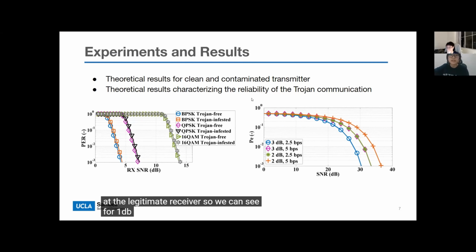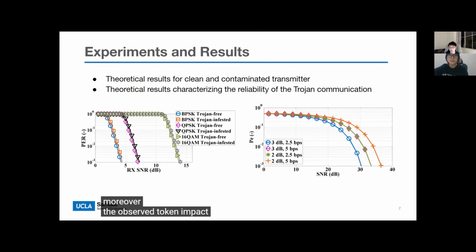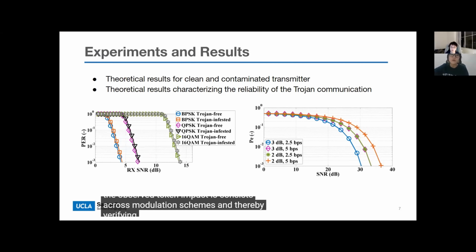We can see that for 1 dB Trojan signal amplitude between the Trojan levels, a Trojan-infested transmitter will require more power to achieve the same error probability compared with the clean transmitter. This is well within the variations introduced by the wireless channel and the device noise. Therefore, this Trojan cannot be easily distinguished from ubiquitous channel imperfections. Moreover, the observed Trojan impact is consistent across modulation schemes, thereby verifying the robustness of the hardware Trojan attack.